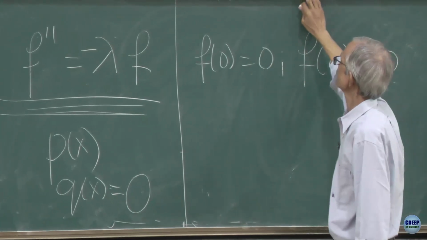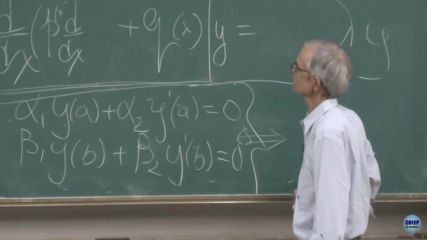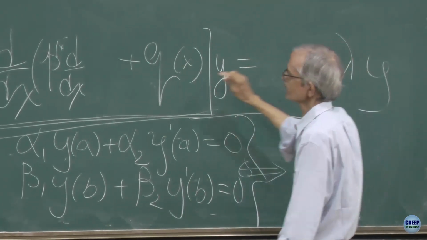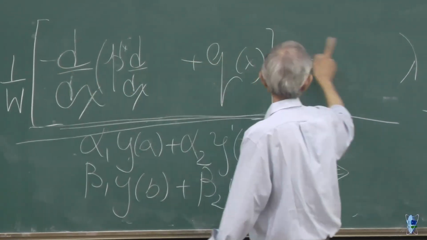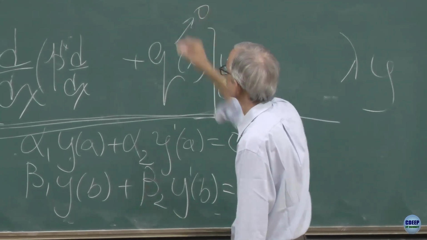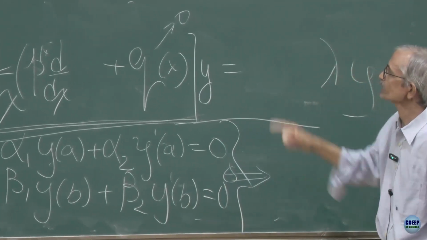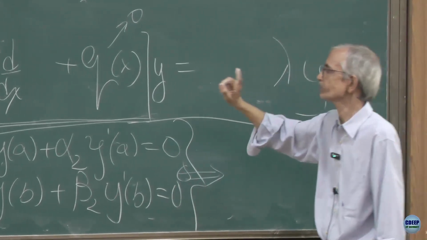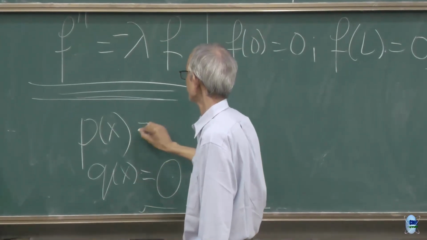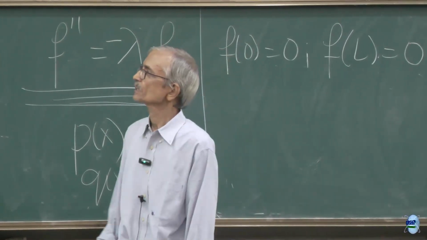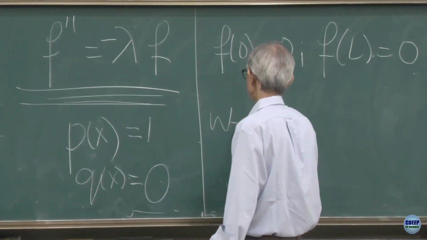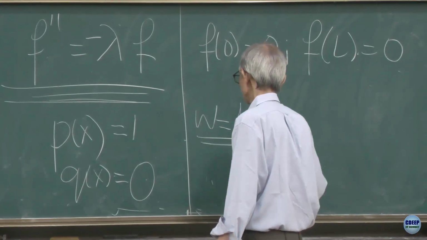Okay, so this is the equation: f double prime is minus lambda f. I have this negative sign, I can throw it there. This term is equal to 0 for this particular example. And what is p of x? P of x is 1, q of x is 0, w is equal to 1. This makes life a lot easier for us.